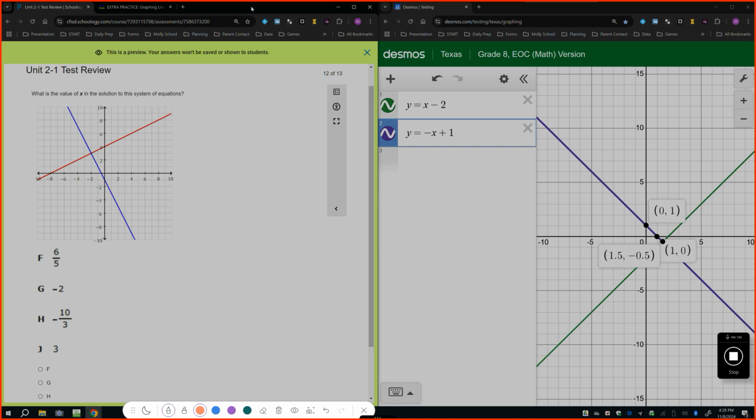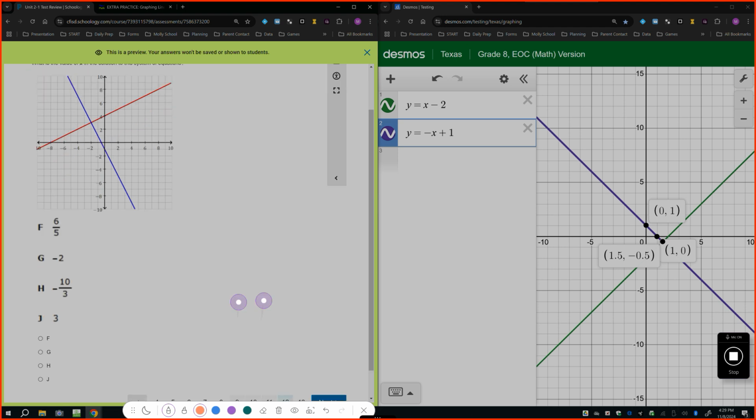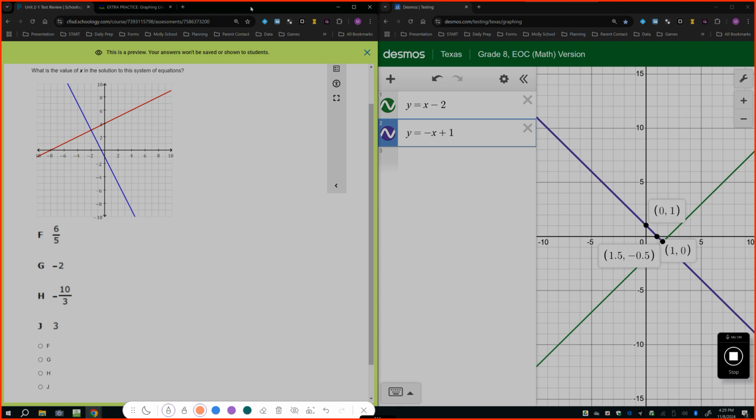So this one says, what's the value of x in the solution of the system of equations? So I'm not just looking for the solution, I'm looking for x, okay? My ordered pair where they cross is right here. It's at (-2, 3). The x in that is -2. Notice they've also got 3 there for you to pick just in case.